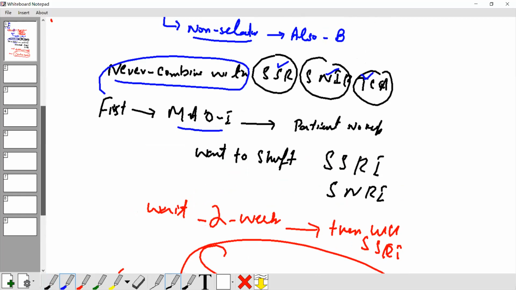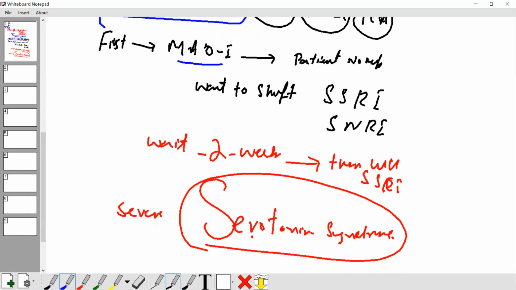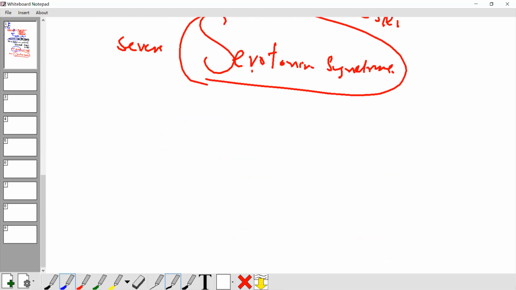So if the patient does not respond and you want to shift the patient to SSRI or SNRI, you must wait for 2 weeks. During these 2 weeks, another thing: food interaction.